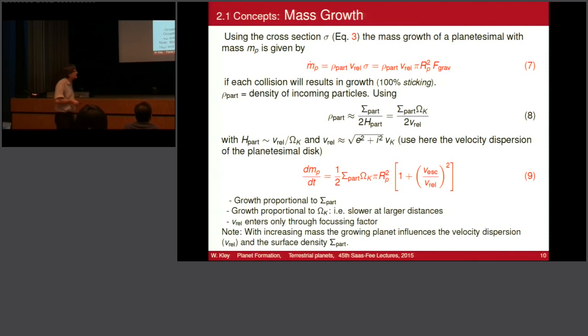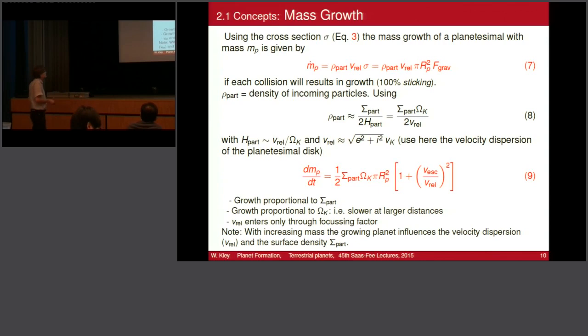Now, how do we calculate the mass growth? The time change of the mass of the particle is basically the cross-section, which is now geometric and gravitational cross-section, times the density of the incoming particles, times the relative velocity of the growing particle and this incoming flux of particles. This is the standard relation, how you also calculate momentum transfer to an object. Then we can plug in for sigma what we have found before: the geometric cross-section times the gravitational enhancement factor. So this is the equation for the mass growth of the particle.